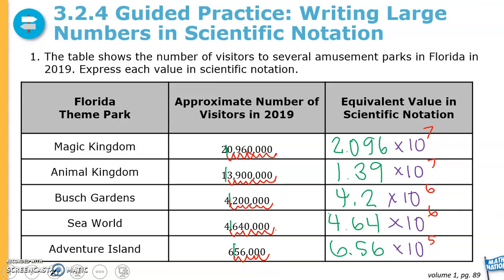They've got that green number in front between 1 and 10, then multiplying it by a base of 10, and an exponent depending on how many times you needed to move the decimal to get it there. Pause here if you're still writing.